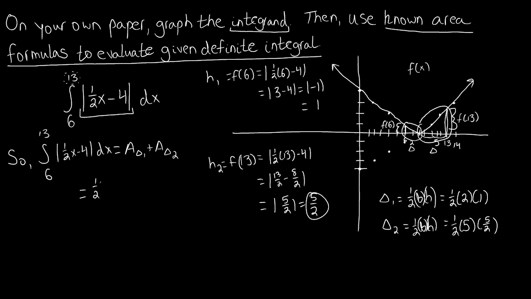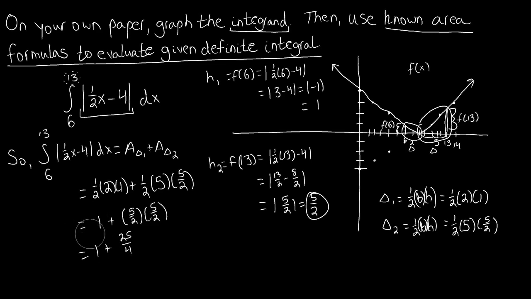So the area of triangle 1 was 1/2 times 2 times 1, and the area of triangle 2 was 1/2 times 5 times 5 halves. Let's simplify to figure out what this integral evaluates to. Here, 1/2 times 2 is 1, times 1 is 1. That was simple enough. Then here we get 5 halves times 5 halves, and this becomes 1 plus 25 over 4. If we change 1 to have a common denominator of 4, that becomes 4 over 4. So this becomes 29 over 4.